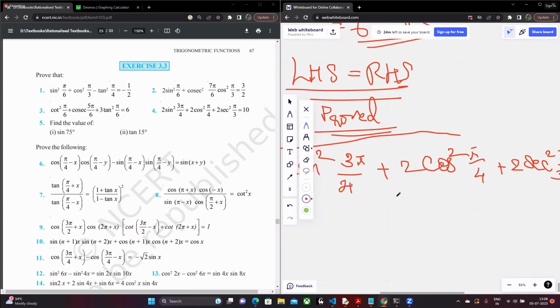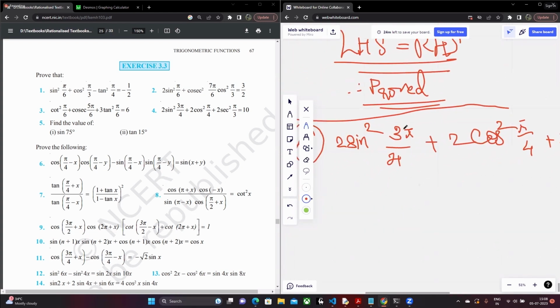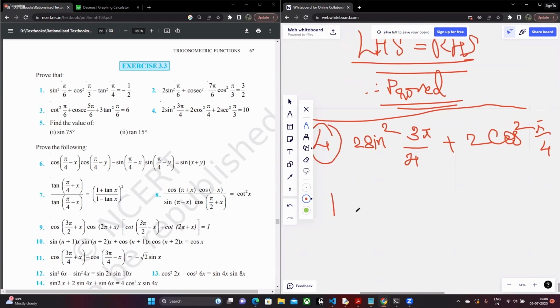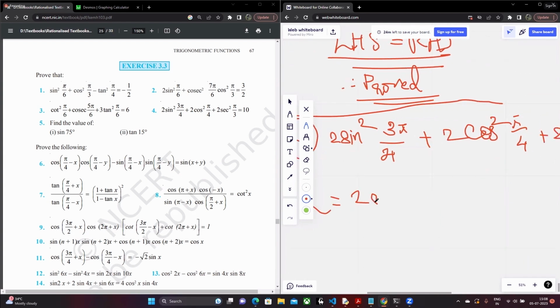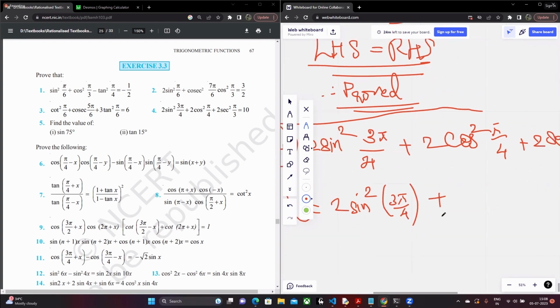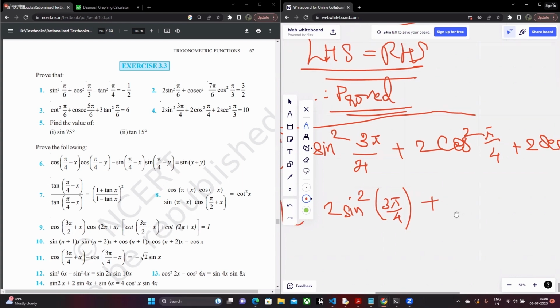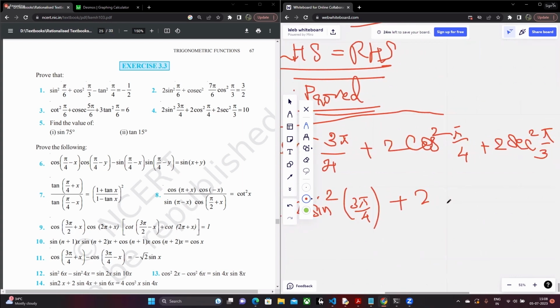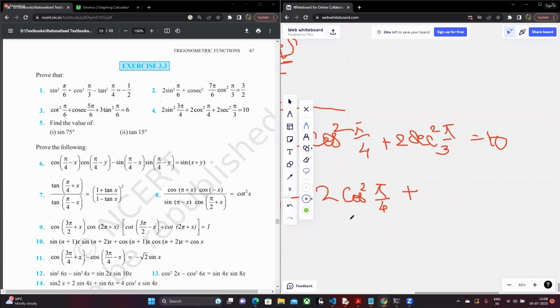Yeah. All right. So you have L to be 2 sine squared of 3 pi by 4. Right? Remember that sine of 135 degrees is 1 by root 2. That's basically pi minus pi by 4, and sine of pi minus pi by 4 is sine pi by 4, which is 1 by root 2. Right? Plus this is 2 cos squared of pi by 4. Again, cos of pi by 4 is 1 by root 2. Right? You should all remember these standard angle values.